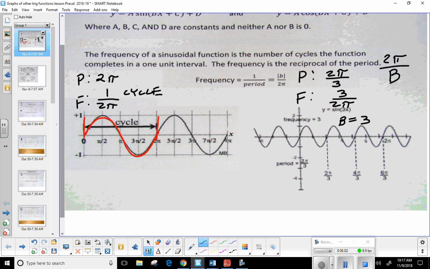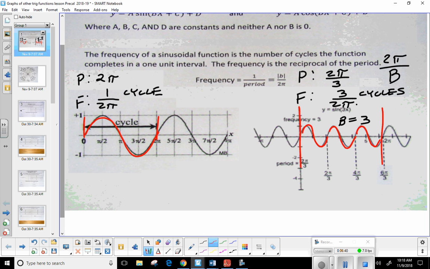So what this is telling me is that I should see 3 repeating patterns, 3 cycles in a 2 pi interval. Well, let's see if that's true. I'm going to start here. There's 0. Here's 2 pi right here. Okay. Well, let's go ahead and see. Here's 1. Here's 2. There's 3. Okay. That's all the frequency is. The number of cycles you're going to have in a given radian interval. Okay. Any questions on that?